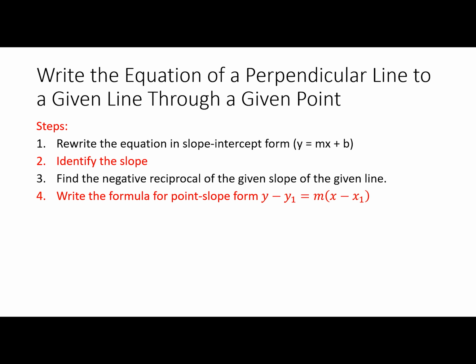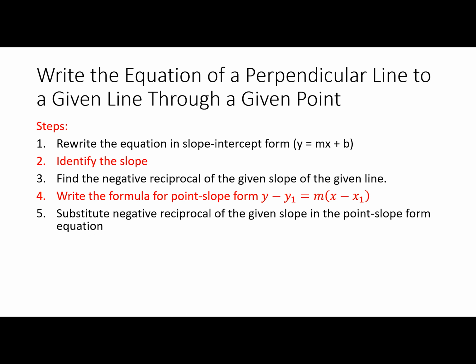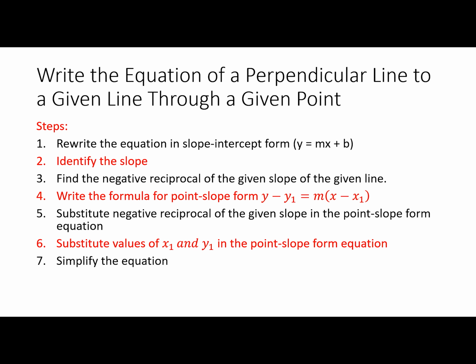4. Write the formula for point slope form, which is y minus y1 equals m times x minus x1. Next, you plug in the slope, the negative reciprocal of the original slope, into the point slope form formula. Then you plug in the x and y values of the given point, x1 and y1. Then you simplify the equation and write it in slope intercept form. The final answer should be in slope intercept form.